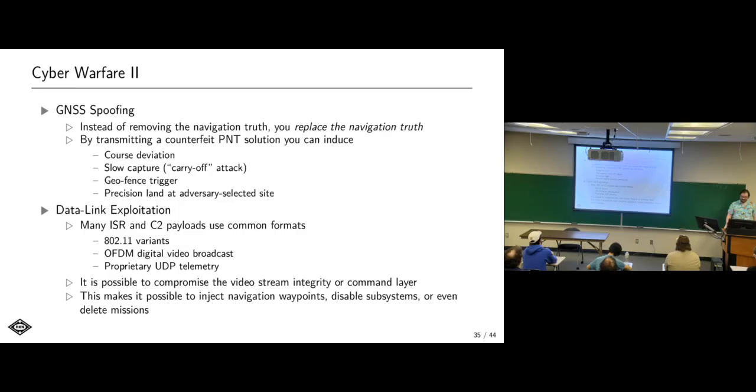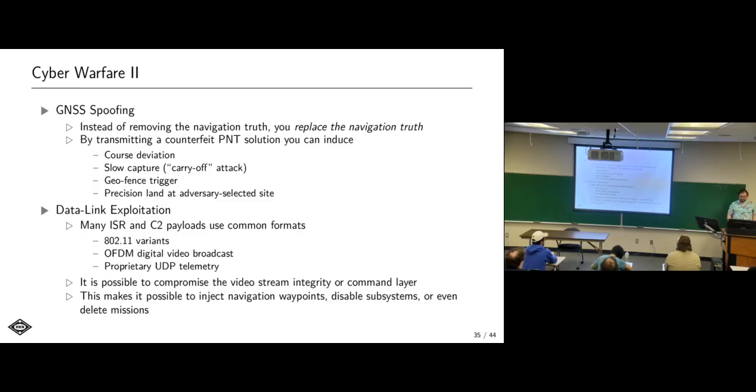You can spoof GPS. So instead of removing the navigational truth, you can replace it, and that has a lot of interesting implications. By transmitting a counterfeit PNT, which is position, navigation, and timing solution, you can do course deviations and stuff like slow captures, where I just, over time, make you think you're somewhere you actually aren't. And maybe where you actually are is my landing field, where I'm going to capture that drone.